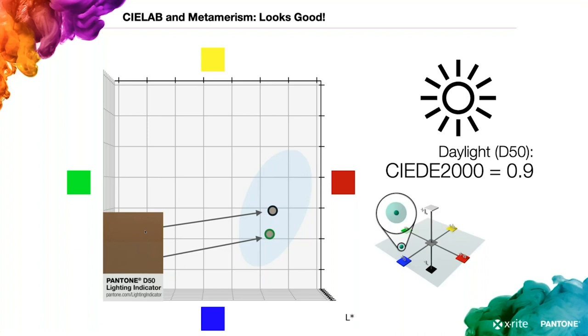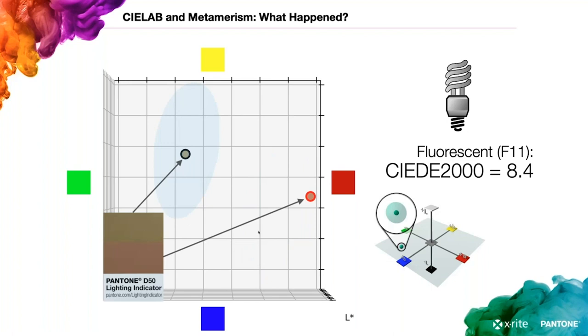So if you're in a light booth and then you switch the illuminant to fluorescent, let's say F11, the delta E jumps to 8.4. And as you can see in the example on the left, the standard has moved. The black line has moved. The match to that standard has shifted red. So it's definitely out of tolerance.